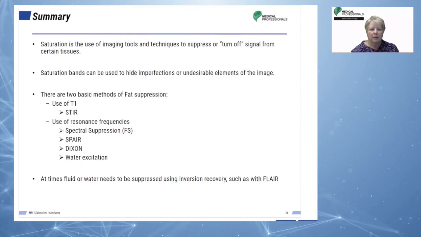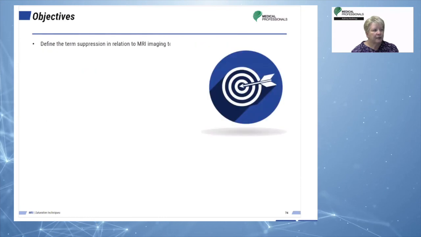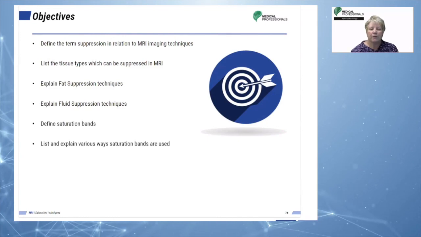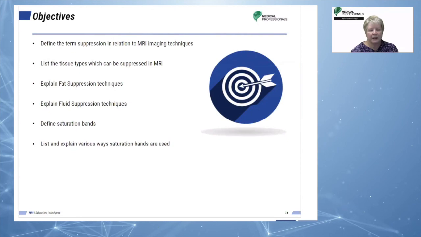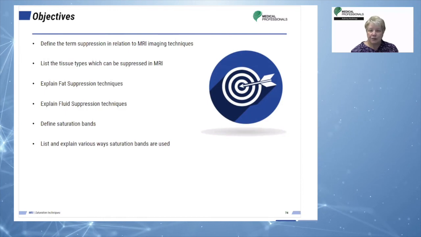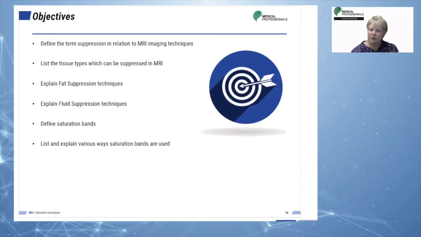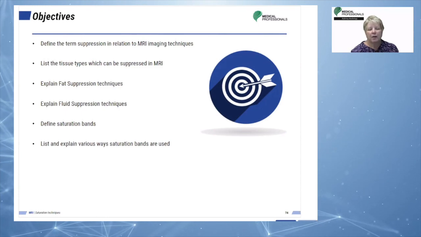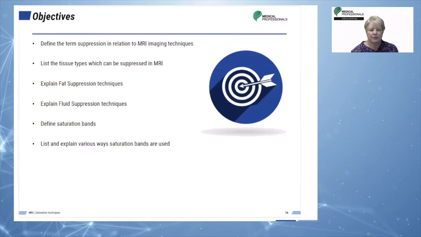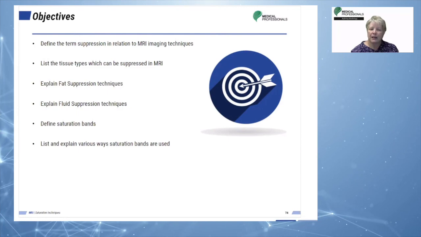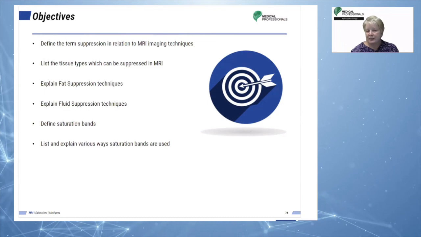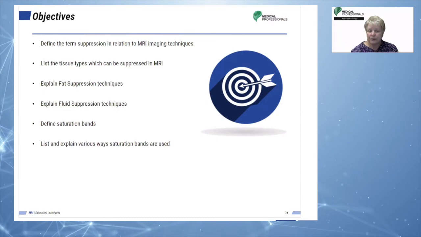I want to go back over our objectives. I want you to read over these, and I want to make sure that you are now feeling comfortable, or you're able to define the term suppression and how it relates to MRI, that you feel comfortable listing different tissue types which are commonly suppressed in MRI, and really there's only two very common. We also talked about very common saturation techniques: fat suppression, fluid suppression. We talked about being able to define saturation bands and what they're used for, and also being able to list and explain different ways that saturation bands are used.